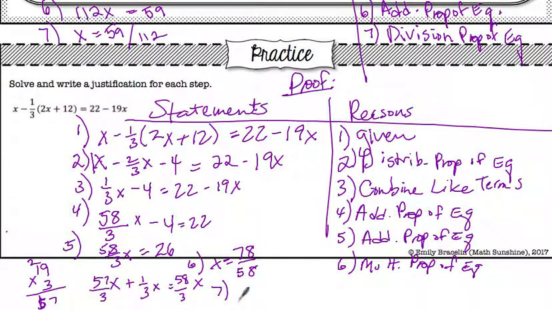And the last step here is I would really like to simplify this. 78 over 58 simplifies into 39 over 29. So the answer is x equals 39 over 29, and this was, we just simplified the fraction.